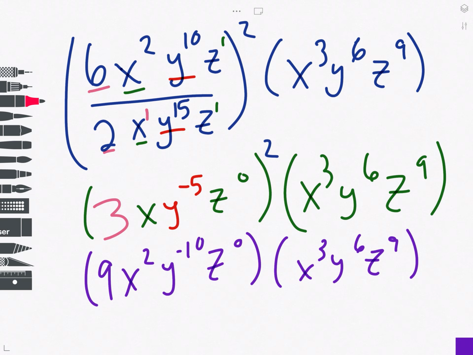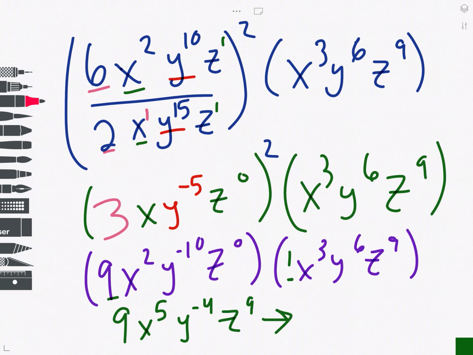You multiply all the matching parts. So I would go number, there's no number over here, so that's just 1. 9 times 1 is 9. X squared times x to the 3rd, add them as x to the 5th. Negative 10 times y to the negative 10 times y to the 6th would be y to the negative 4th. And z to the 0 times z to the 9th would be z to the 9th.